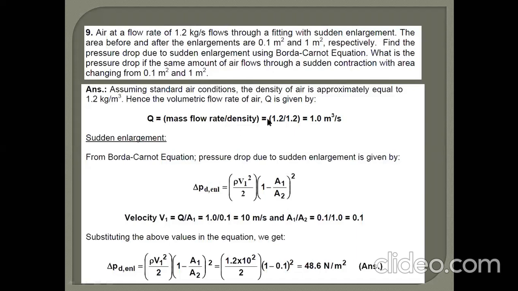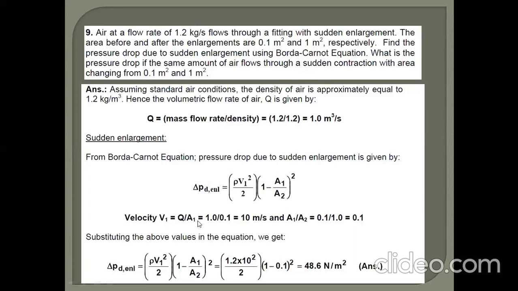First, find out the airflow rate in meter cube per second. It is given as 1.2 kg per second, and considering the density as 1.2, the flow rate comes to be 1 meter cube per second. First, for sudden enlargement, using the Borda-Carnot equation: delta PD enlargement, as we discussed already, is rho v1 square by 2 into (1 minus A1 by A2) square.